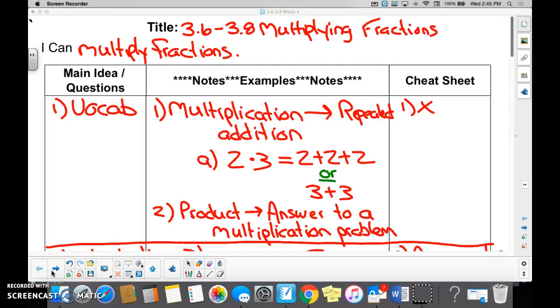3.6 to 3.8. Multiplying fractions. I can multiply fractions. All right, thank you, Alex. We have two vocab words today. We have multiplication and we have product.